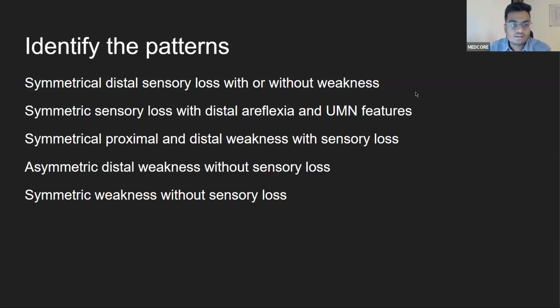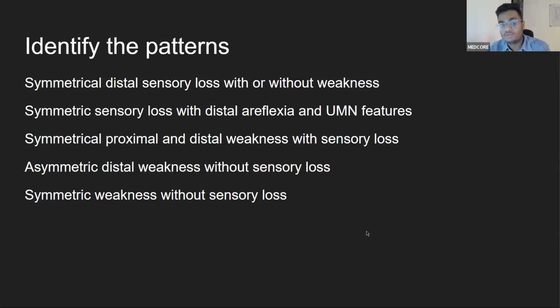So I'll just quickly read it. If you find a patient with symmetrical distal sensory loss with or without weakness, then what comes to your mind? Second, if the patient is having a symmetrical sensory loss with distal areflexia, that would mean the ankle reflexes are absent, and UMN features, that the patient might be having some increased tone, then what pops to your mind? The third pattern is if the patient is having a symmetrical proximal plus distal weakness with some sensory loss. And the fourth pattern is the patient is having asymmetrical distal weakness without any sensory loss.